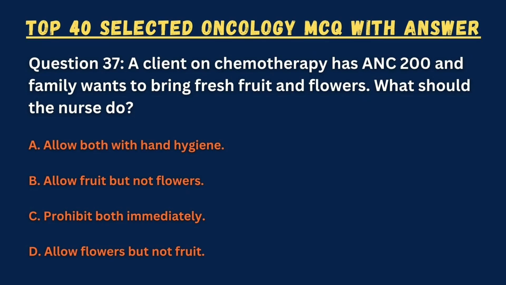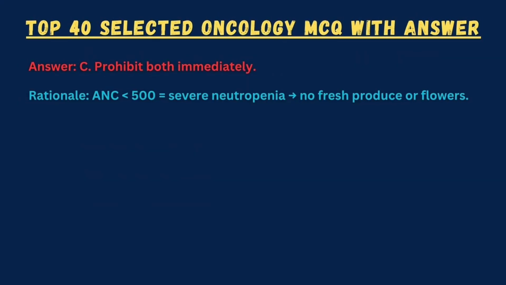Question 37. A client on chemotherapy has ANC 200 and family wants to bring fresh fruit and flowers. What should the nurse do? A. Allow both with hand hygiene. B. Allow fruit but not flowers. C. Prohibit both immediately. D. Allow flowers but not fruit. Answer: C. Prohibit both immediately. Rationale: ANC less than 500 equals severe neutropenia, no fresh produce or flowers.